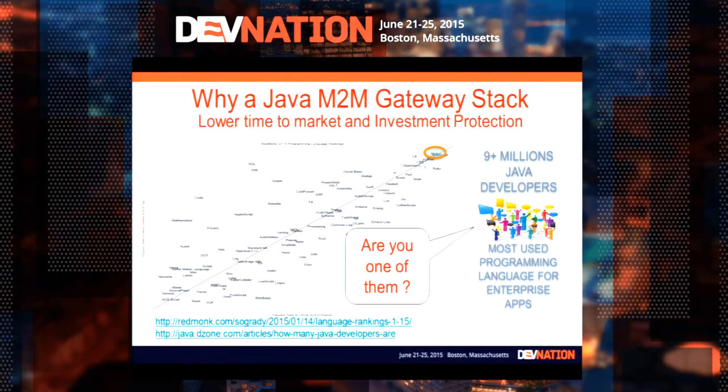So we mentioned Java. This is a report by RedMonk about programming languages and technology, and you can see Java is the top number one in terms of lower time to market and investment protection. There are more than 9 million Java developers in the world. Most of them are like you in the enterprise space. But with the technologies available today, you don't have to learn about LoRa, Zigbee, Bluetooth, serial, hardware functions, or wireless. This is a commodity for you.